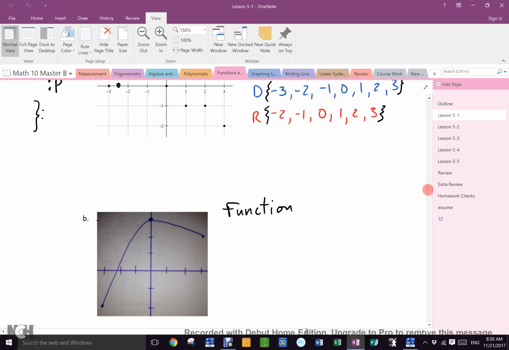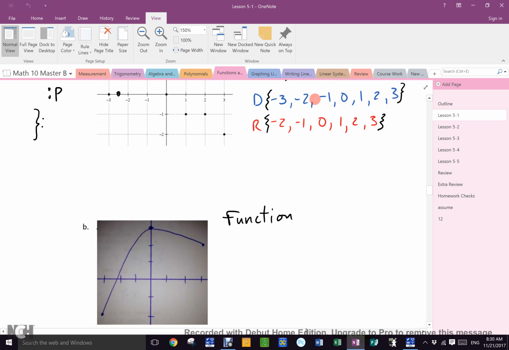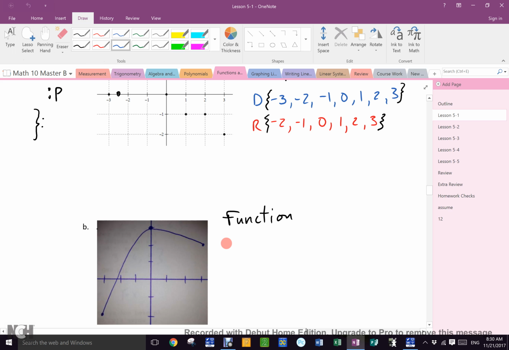Would it make sense to write this guy's range or domain in this form? No, why not? The decimals make it impossible, doesn't it? Because there is an infinite amount of decimals between any 2 points, isn't there? So we couldn't write it this way, could we? So we've got to come up with another way to write it.